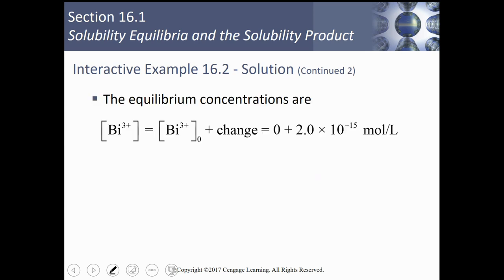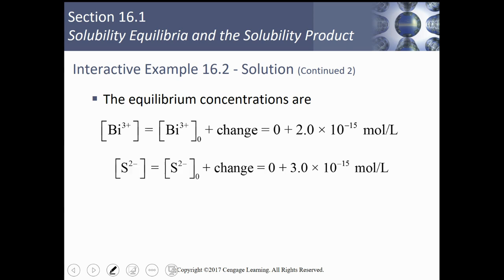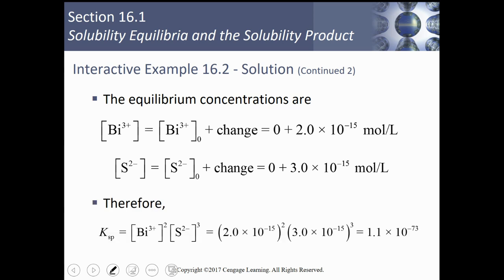Going from there, your equilibrium concentrations are going to be 0 plus your change, which was 2 times X, which was technically 2 times the solubility for bismuth. And then it was 0 plus 3 times X, or 3 times your solubility for sulfur. So just plugging in, this is my equilibrium concentrations.